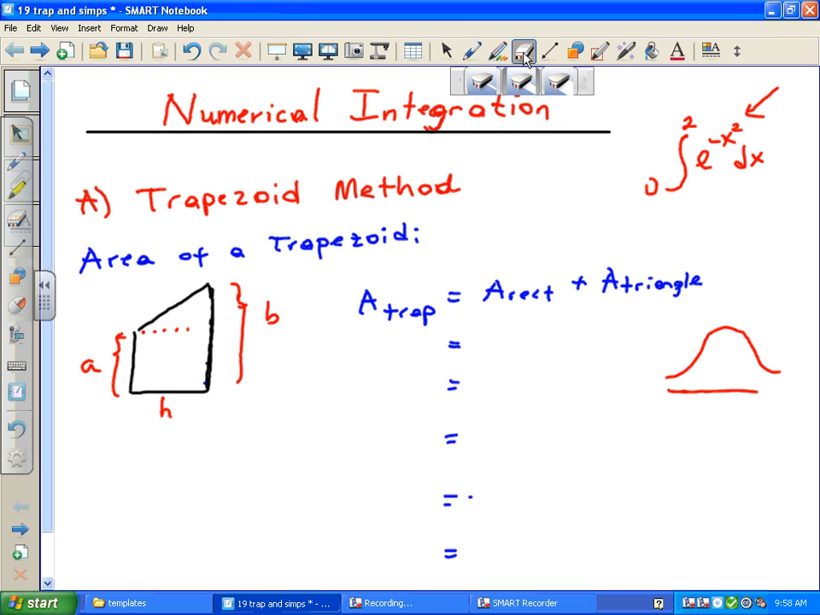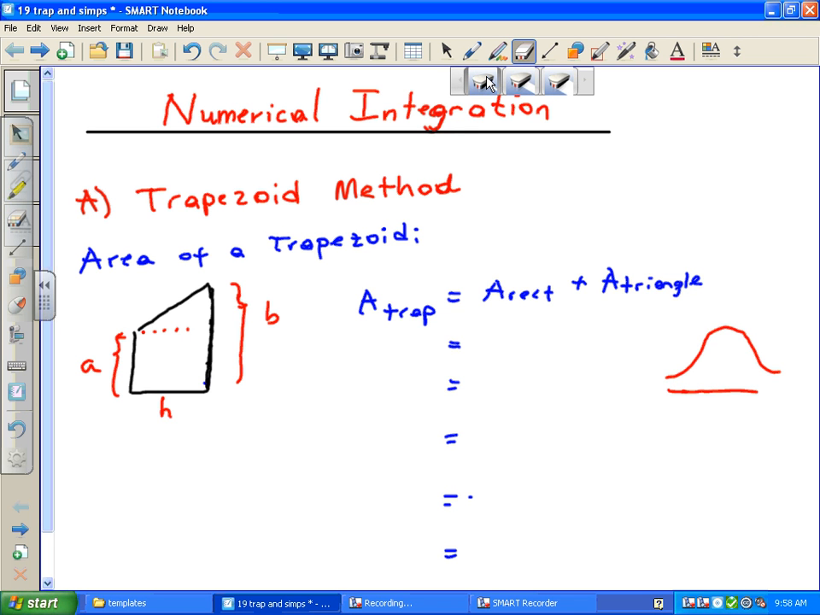So this is actually also how your calculator works. When you press the fnInt key of your calculator, the function integration key, chances are it's using some sort of numerical technique of integration. It could be the trapezoid method or probably something a little bit more advanced, something that converges even faster. So to understand the trapezoid method, in the next few minutes I'm going to try to derive the formula for it, and then we're going to get to the examples.